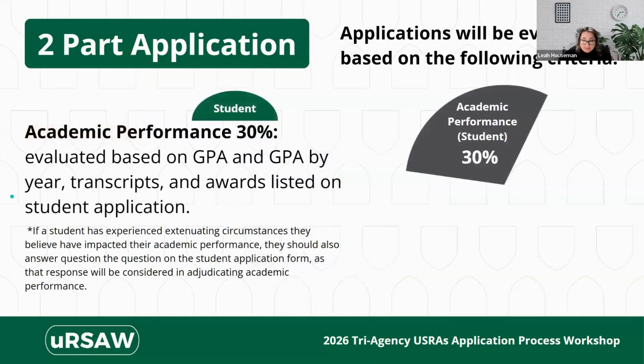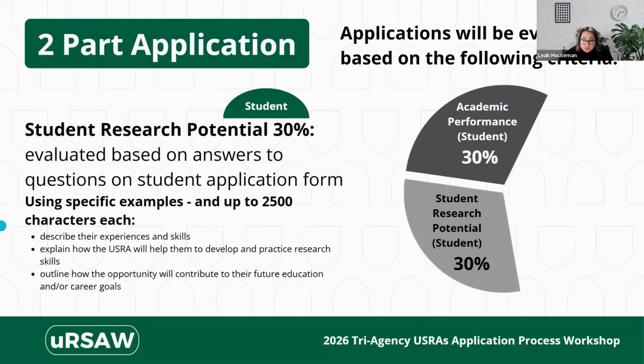Student academic performance counts for 30% of your score, like I mentioned. So that includes things like the student's grades by year, their transcripts from all post-secondary institutions they have attended, and then any awards that are listed on the application. And as you will see in a bit, there is space to list these on the application. Student research potential counts for the other 30% of the student portion, and it includes the answers to your questions on the application, which we will get to in a moment.